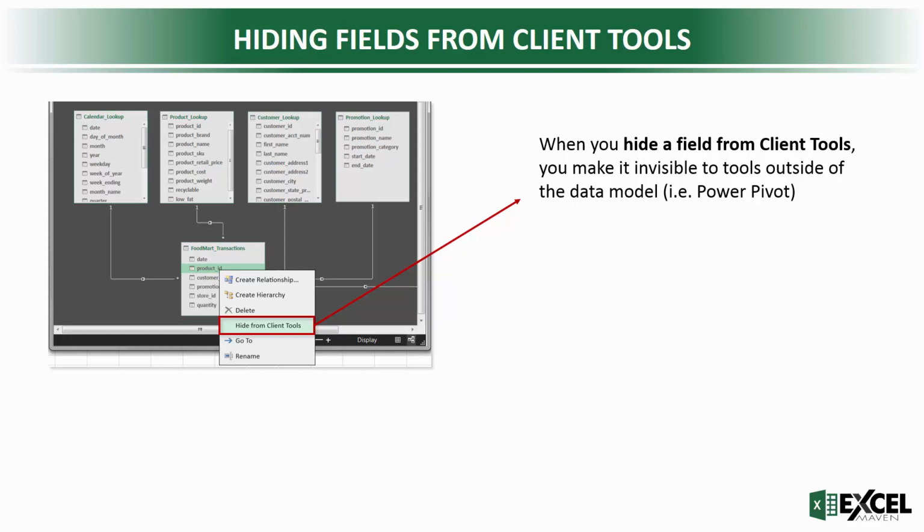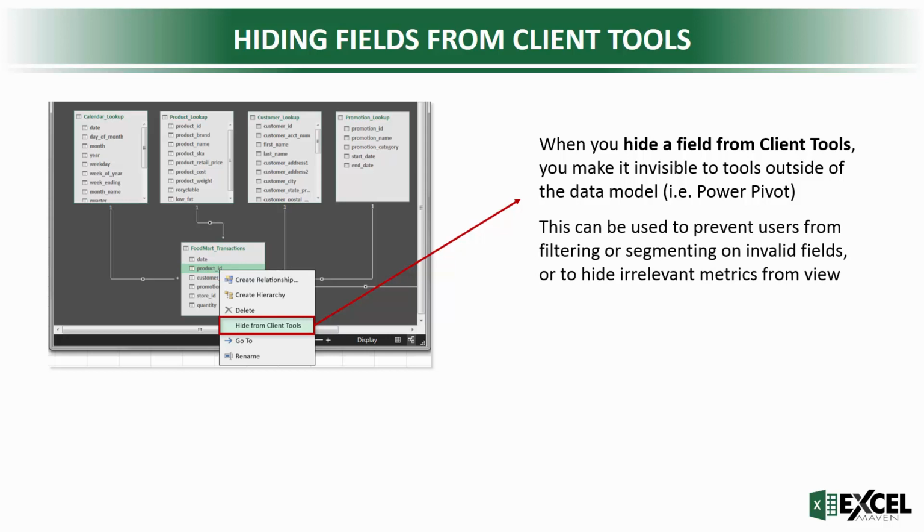And basically, you can just right click any field in a table within the data model and click this hide from client tools option. Now, when you do that, you essentially make that column or that field invisible to tools outside of the data model itself. So tools like Power Pivot, for instance. And what this will do is help prevent users from accidentally filtering or segmenting on invalid fields. And it can also be a nice way to just simply hide irrelevant metrics out of view.